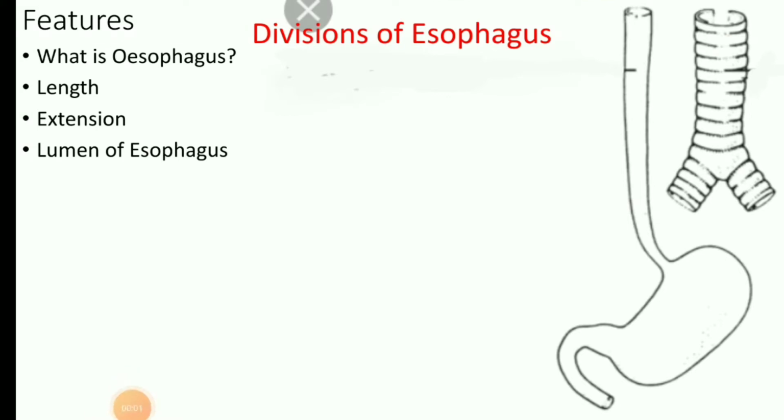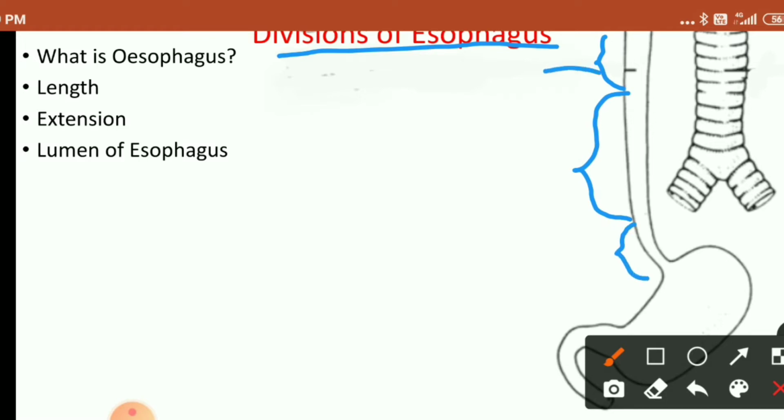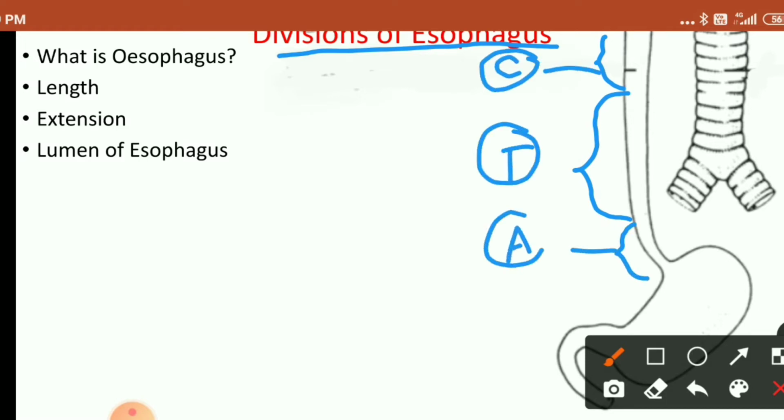After discussing the features of the esophagus, now we come to the divisions of the esophagus. On the basis of some anatomical landmarks, it has been divided into 3 main divisions. Okay, what are the divisions? They are mainly the cervical, the thoracic and the abdominal divisions. So let us demarcate these divisions. This is the cervical, this is the thoracic and this is the abdominal division. Now we have to see what is the extension of each division of the esophagus.